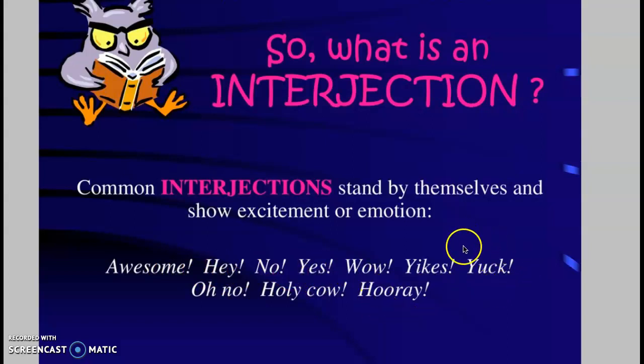Okay, how about my example of yuck over here? It can express that something is gross coming after that, right? So they all can express a different emotion, but most of the time excitement is coming out of interjections.